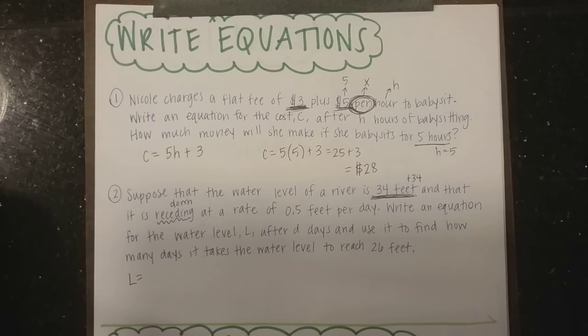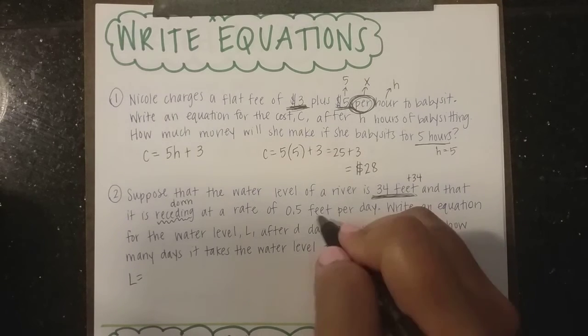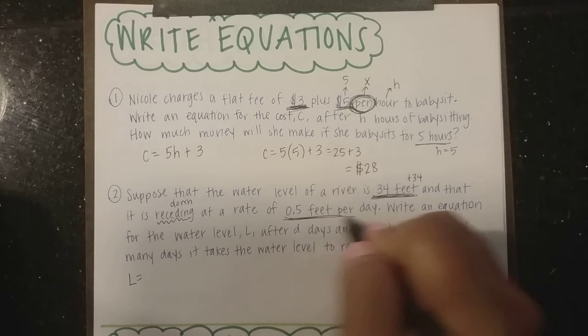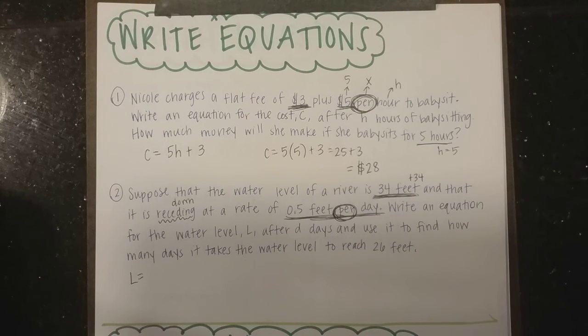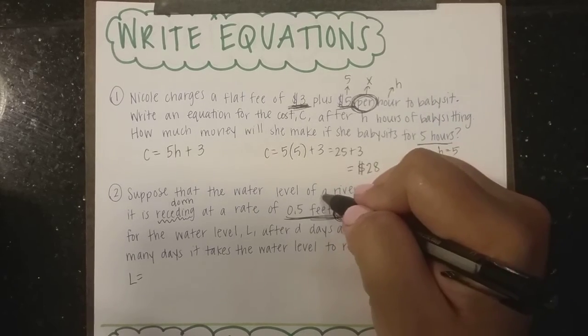If it was increasing, I would still be adding. It's positive. It's going up. But because it's receding, that means that I'm getting smaller and smaller. So I need to make sure that I have a negative in there, right? And then my other number is this 0.5 feet per day. There's that per in there. So that means that it's 0.5, right?